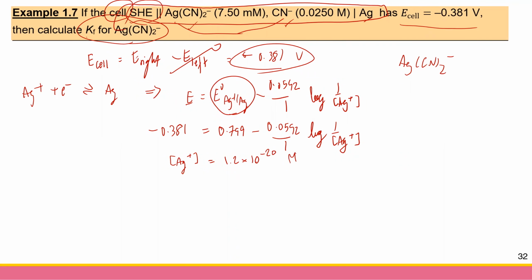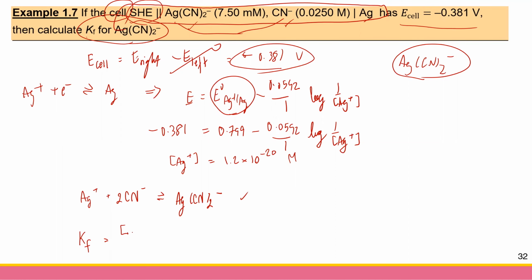And now, how will you find the Kf of this complex? You need to write the reaction first. For the silver cyanide, it's silver plus, and you need 2 cyanide ions, 2 cyanide equal silver cyanide complex. The Kf of this reaction is also called beta 2, sometimes we call it beta 2, sometimes Kf. That's kind of the same thing. The Kf is the equilibrium constant of this reaction.